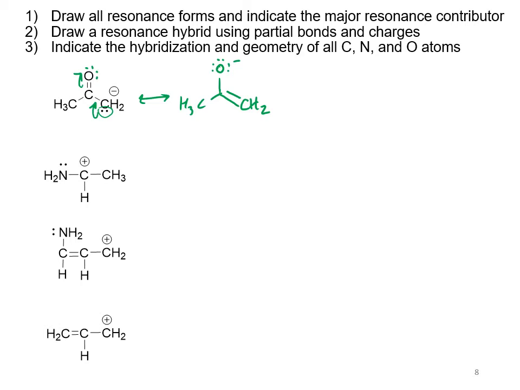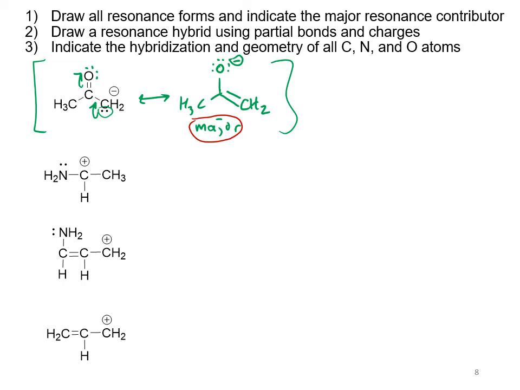Negative charge up here, and a double bond down here, right? And so these are our two resonance forms, and this one, if you recall, we call the enolate ion. But this has negative charge on the oxygen, so we would consider this the more major contributor because the negative charge is on the more electronegative atom.